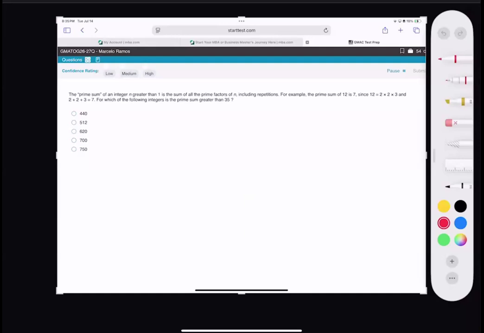Greater than 35. I should have 31 as one of the prime factors. How will you know without doing this? 2, 220, 2, 110, 2, 55, 5, 11, 11, 1. So the sum is not greater than 35.